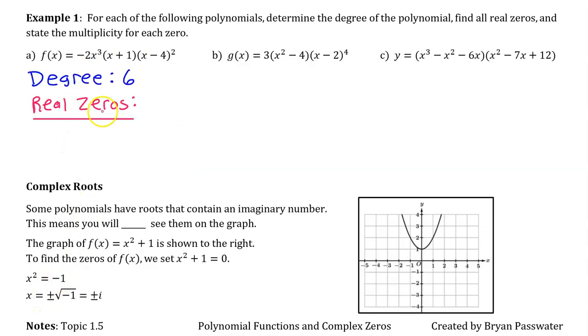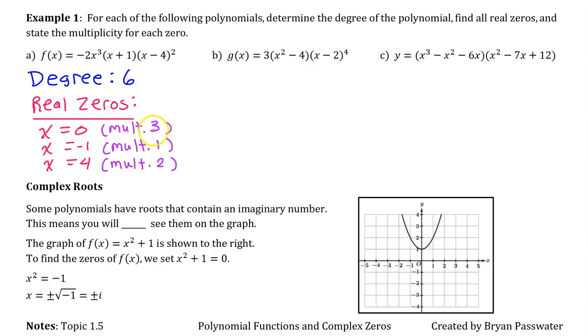We can find the real zeros by setting each factor equal to 0 and solving. So from the first factor, if we set that equal to 0, we get x equals 0. If we set x plus 1 equal to 0, we get x equals -1. And if we set x minus 4 equal to 0, we're going to get x equals 4.